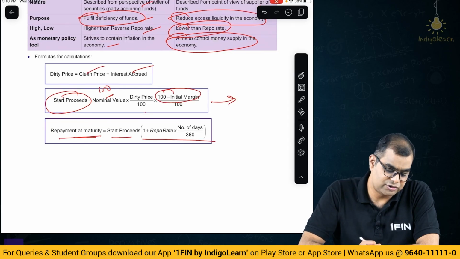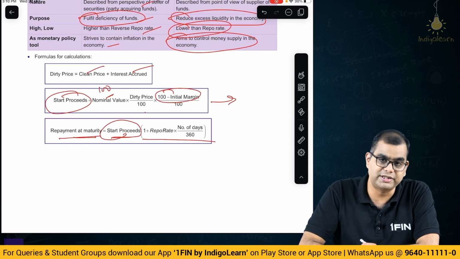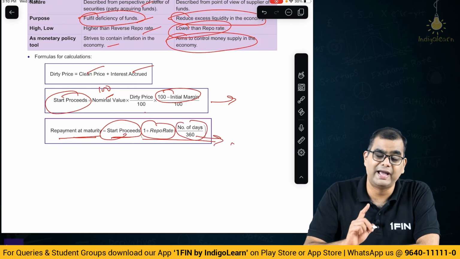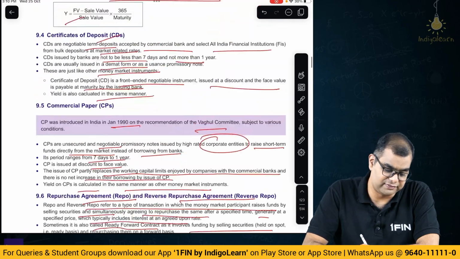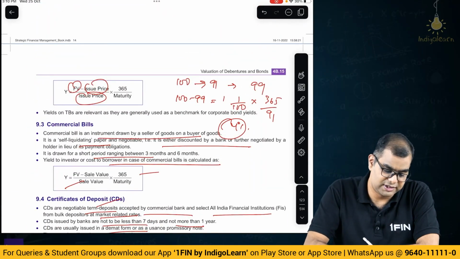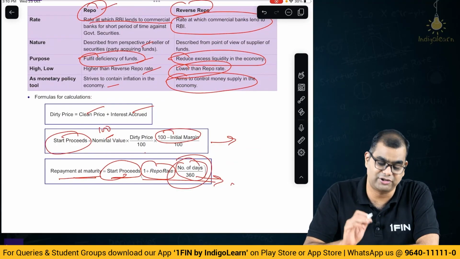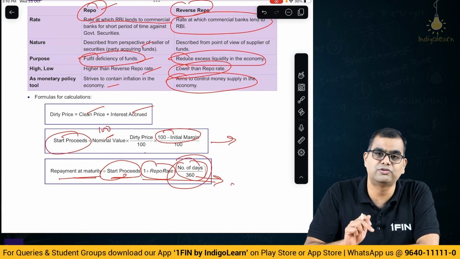What is repayment at maturity? Repayment is whatever is the proceeds that you get in the beginning into 1 plus repo rate into number of days divided by 360. Please note here it is 360. Everywhere else it has been 365, whereas with respect to repo, it is 360. This is something you have to remember. When we solve these problems, you will understand better.